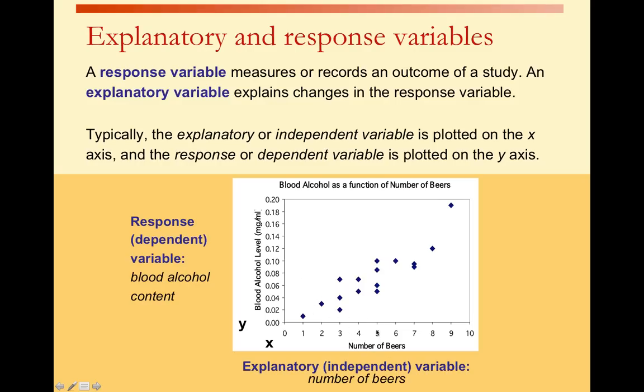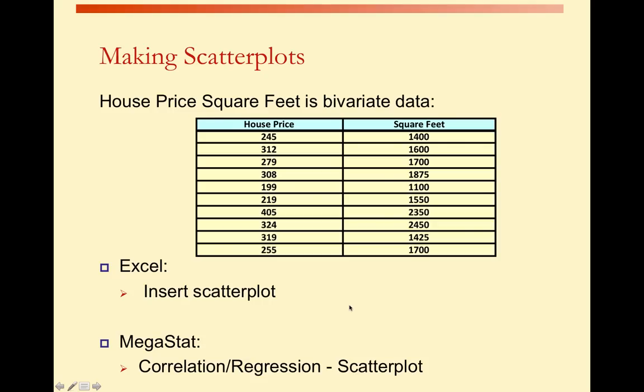It seems like the independent thing is I can drink as many or as few beers as I want, logically, and the blood alcohol level then rises or falls based on the choice of the number of beers I had. So that's why we call it the independent variable. But again, it depends on the problem itself, so you have to logically choose.